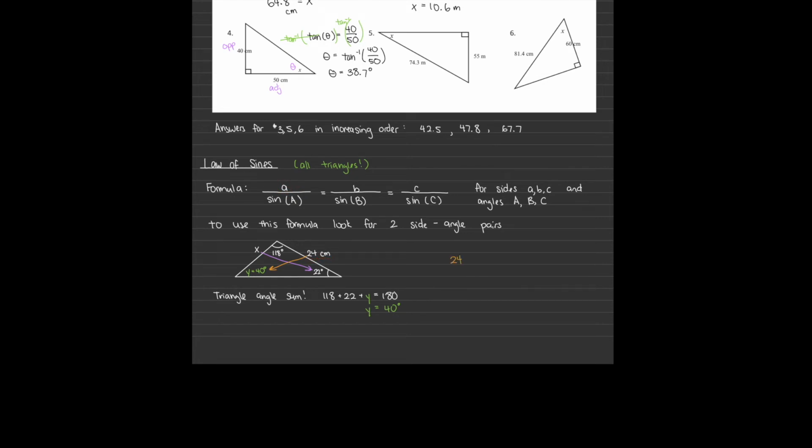So my setup is 24 all divided by the sine of its corresponding angle, which is 40. And I'm going to set that equal to x, which is my missing side, all over sine of its corresponding angle, which is 22 degrees. And there is my formula. It's all set up, and it's going to help me solve for x, and I can solve for x by cross multiplying.